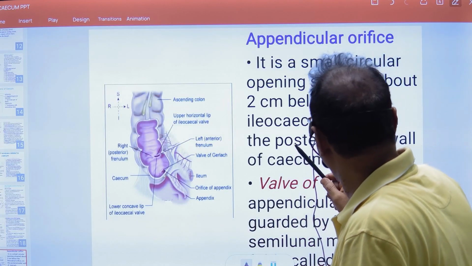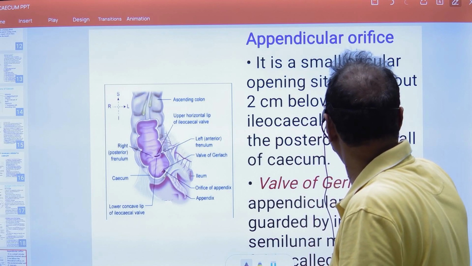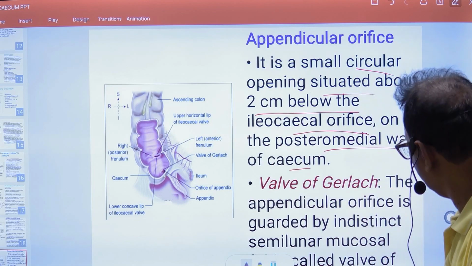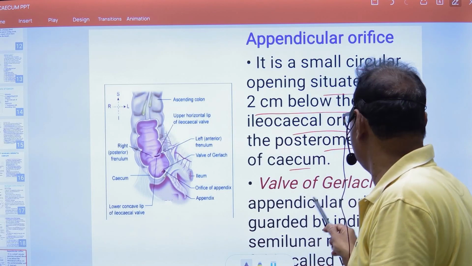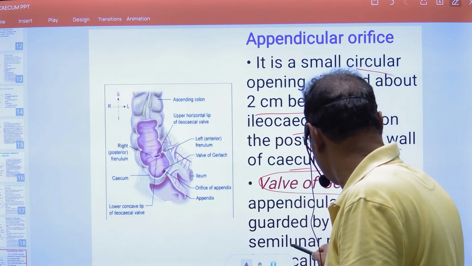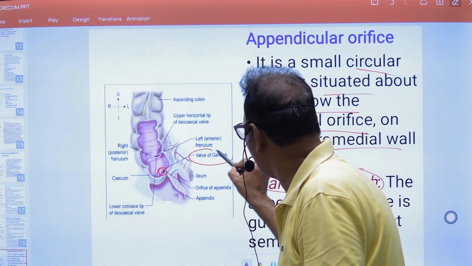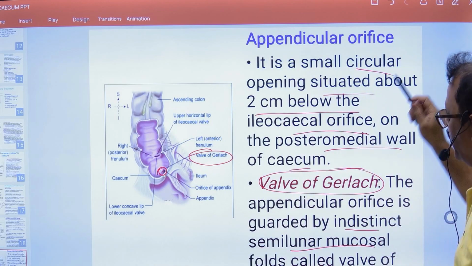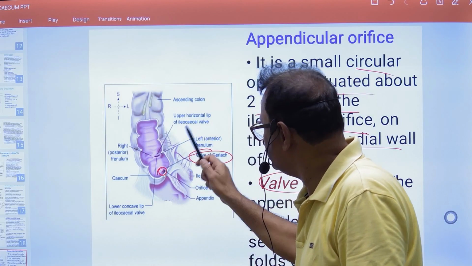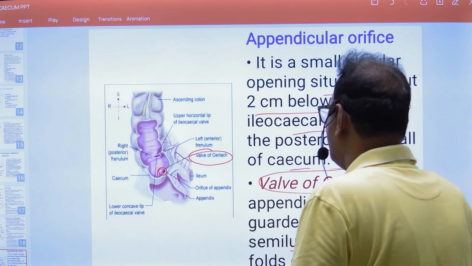Now the appendix also opens over here. This is a small circular fold situated about 2 centimeters below the ileocecal orifice on the posteromedial wall. This valve is known as the valve of Gerlach. It is an indistinct semicircular muscular fold, situated 2 centimeters below the ileocecal valve, and also on the posteromedial wall.